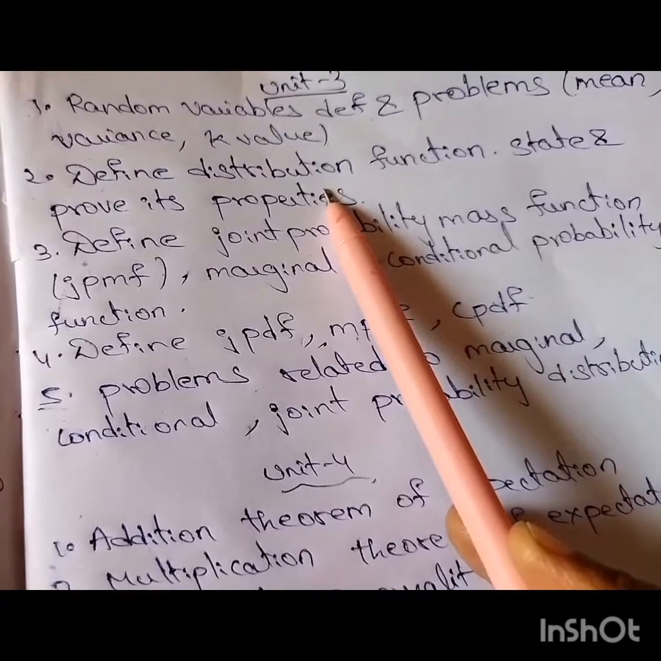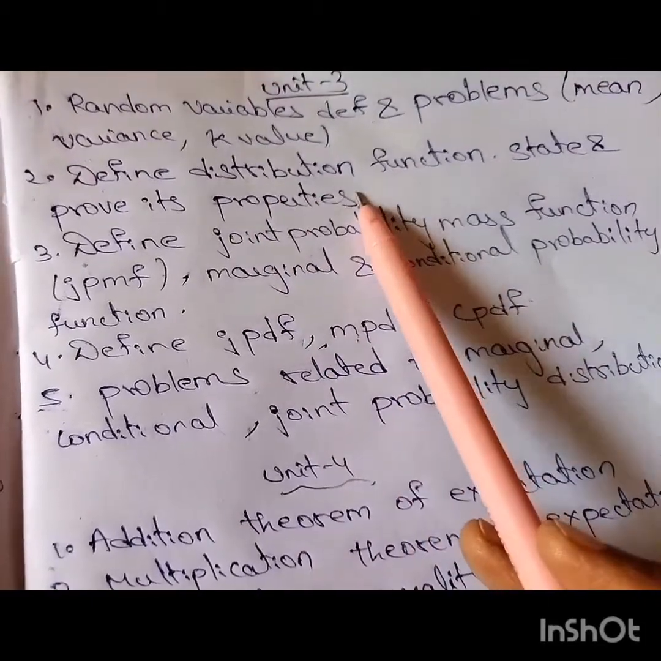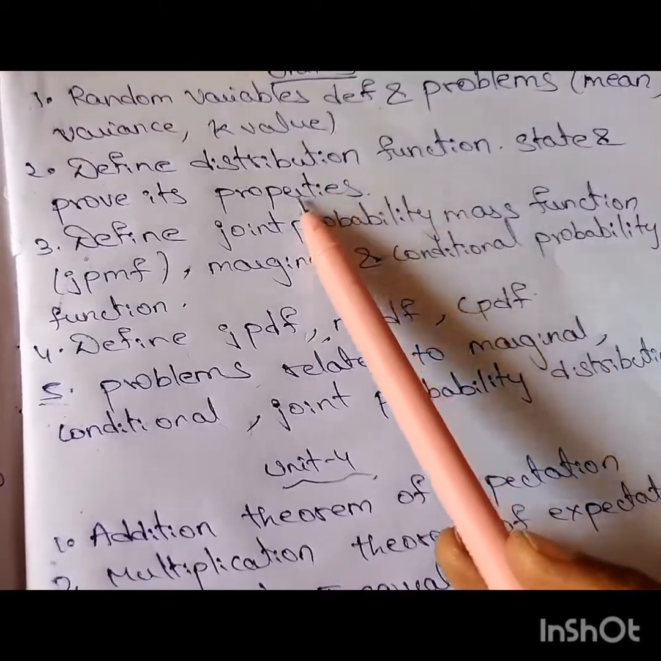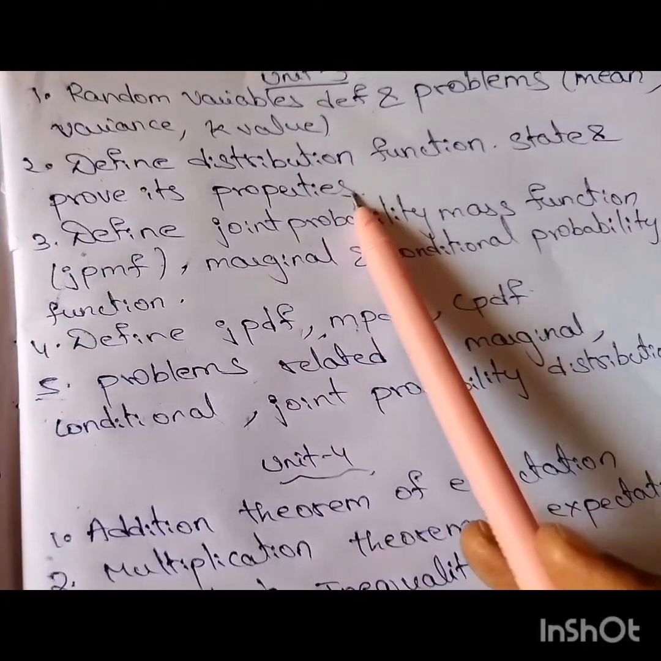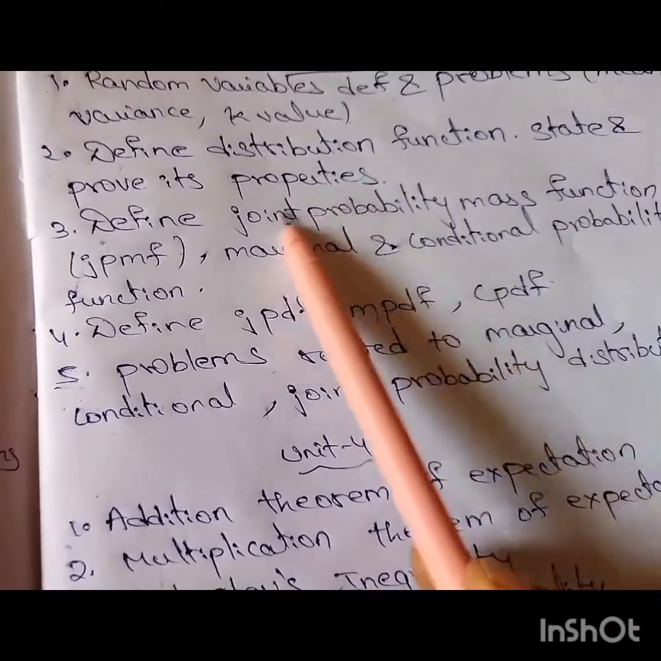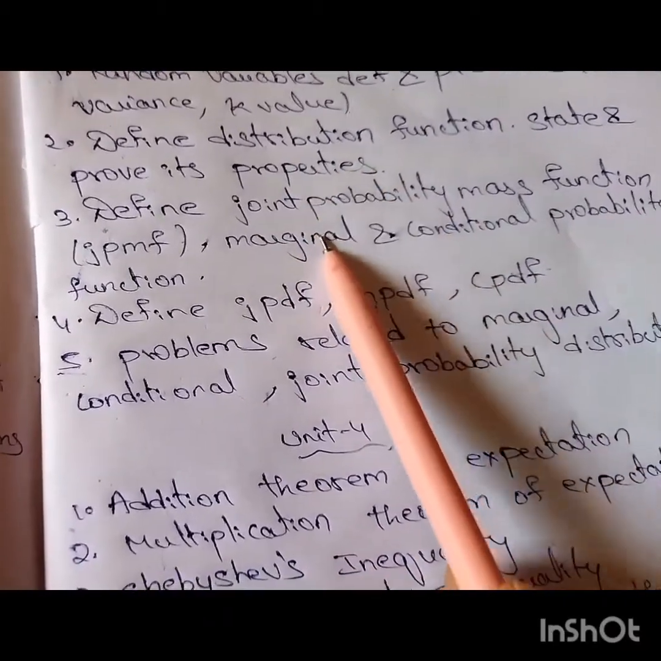Next we have the distribution function. Define distribution function, state and prove its properties. So this also you may get for long or short. If it is for a long answer, then you have to prove all the properties. For short answers, just writing the statements is enough.